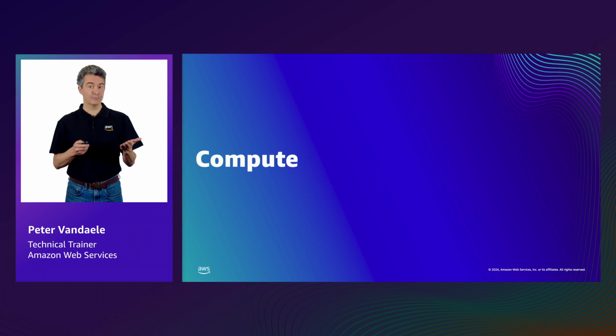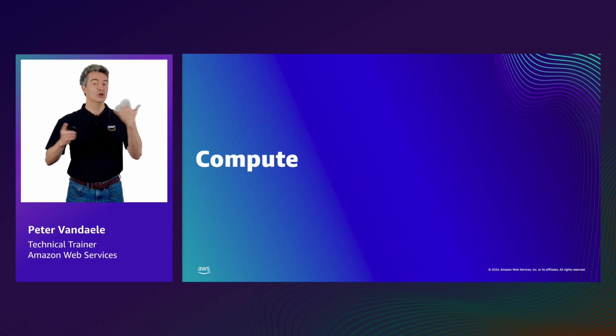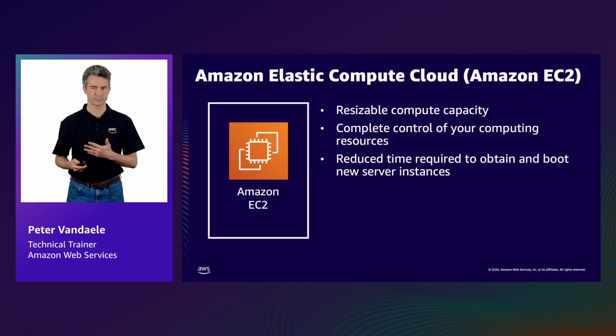In the first section of this module, we will talk about compute. AWS offers three types of compute options at the foundational level: virtual machines, containers, and serverless. So let's first discuss virtual machines, or the Amazon EC2 service, which stands for Elastic Compute Cloud.